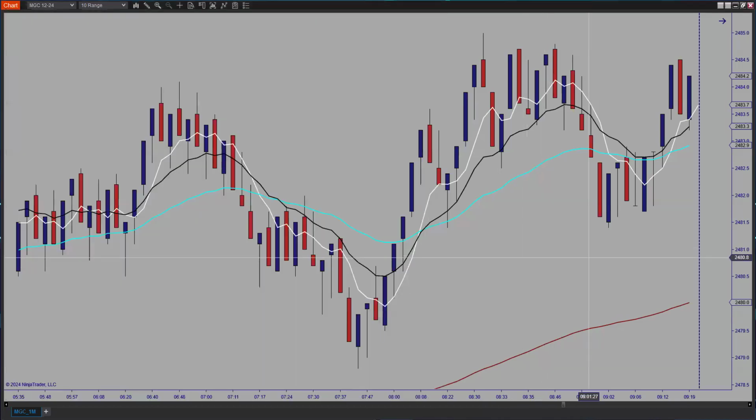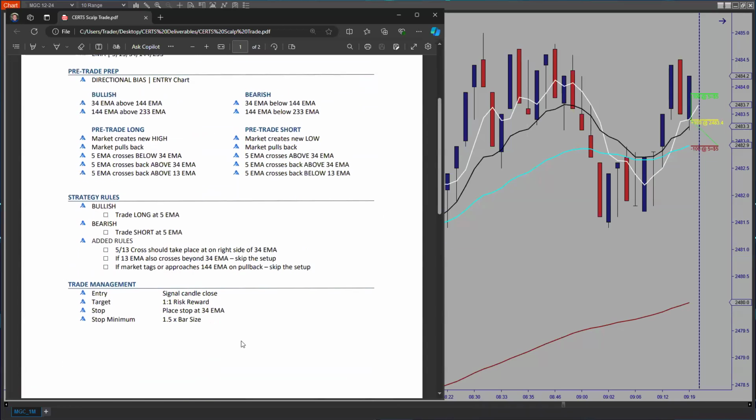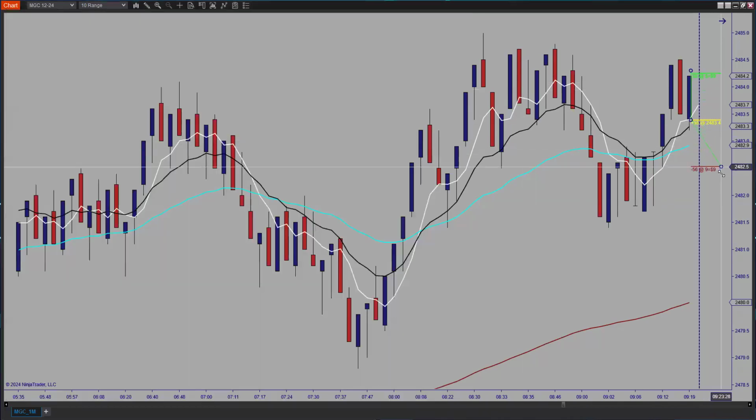All right, so those are the rules. There's the trade. Get in on the 5. Sound familiar? Yes. Okay, stop placement's a little different on this one. Stop is going to go at the 34, which is right here, or a minimum of 1.5 bar size. Most of these are going to be the minimum bar size. It's mostly going to be the 15 ticks on this one. So there's our trade. Do we have room to trade to the highs? Yes, we do.